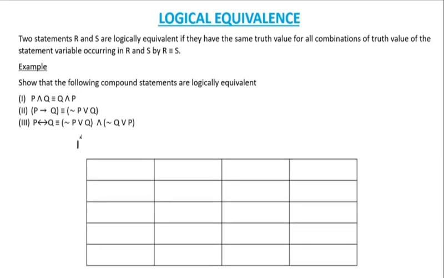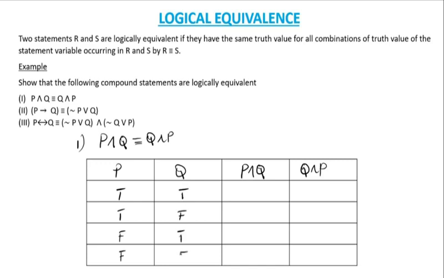So we are looking at P and Q to be logically equivalent to Q and P. Let's construct the truth table for this particular example. So we have here our P, we have here our Q, then we have P and Q, and then we have Q and P. So for the statement P, I have true, true, false, false. For Q, I have true, false, true, false.